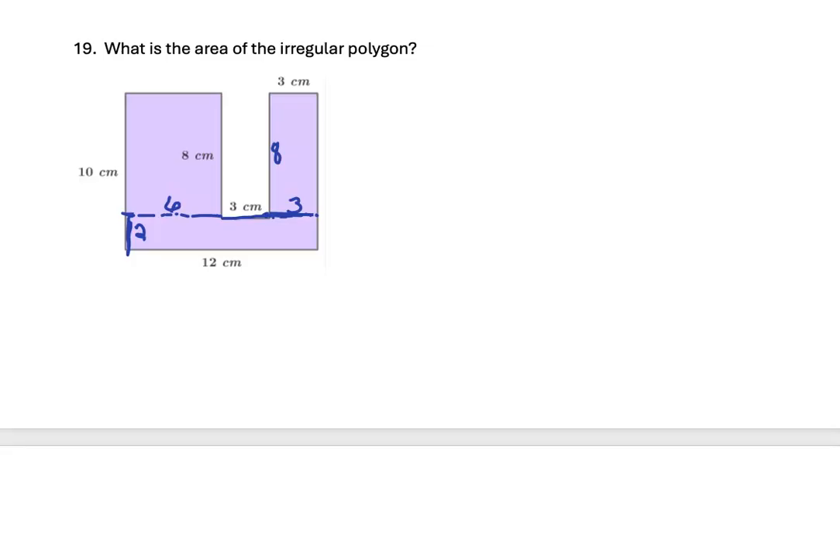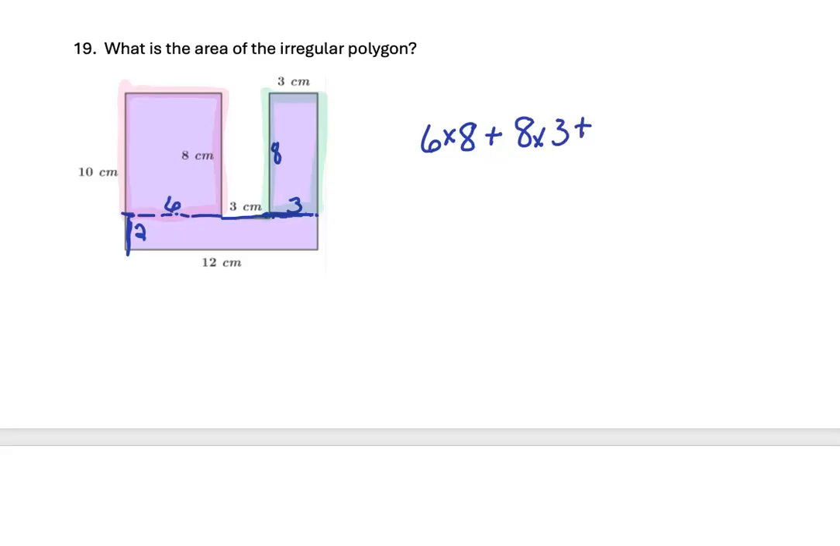Okay, so to begin with, this first rectangle, let me see if I can highlight a little bit here. Looks like this is a 6 by 8. So we multiply 6 times 8 plus, and then this other rectangle right here is an 8 by 3. So we're going to multiply 8 times 3.